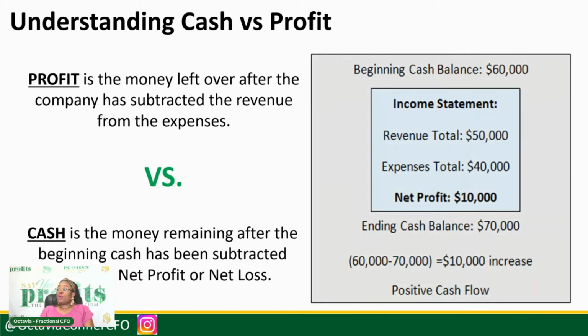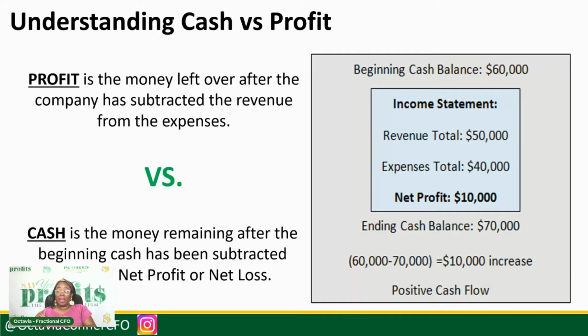Now, what does this look like? Let me show you. For this particular example, this entrepreneur started with a cash balance of $60,000. Their income statement showed that their revenue earned for this particular period was $50,000. Their expenses and COGS totaled $40,000. That means they have a net profit of $10,000. So their ending cash balance, as you see here, is actually $70,000. How and why? Because they took their beginning cash balance plus their net profit, and that gave them an ending cash balance of $70,000.